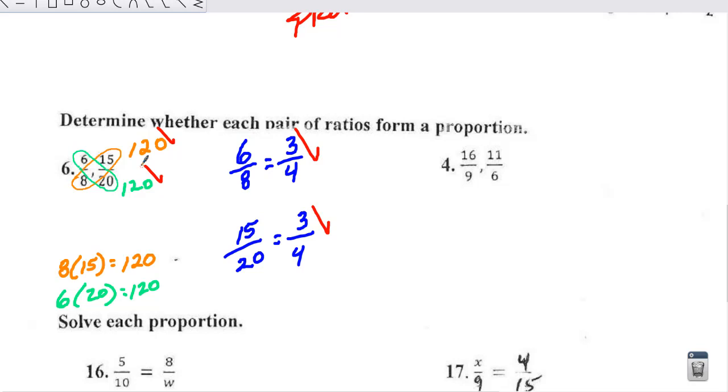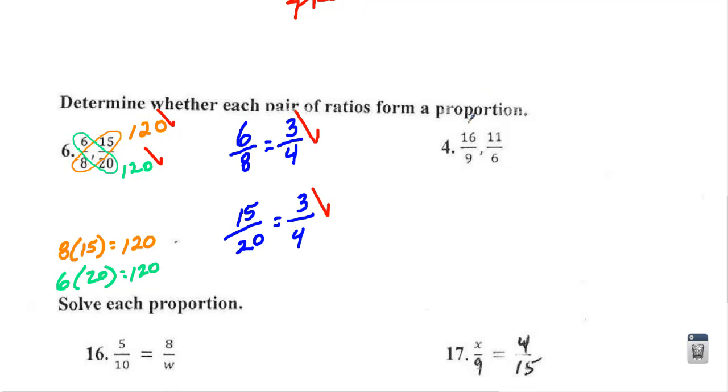So those are your two ways to check, and the way that you use will depend on the kind of problem you're given. Okay, so in this method, on the second problem, I'm going to look at these, and these really don't simplify well. So instead, I'm going to use the idea of cross products. I'm going to multiply the 9 times the 11. So 9 times 11 gives me 99. And I'm going to multiply 16 times 6. 16 times 6 gives me 96.